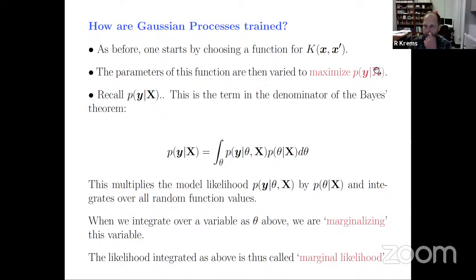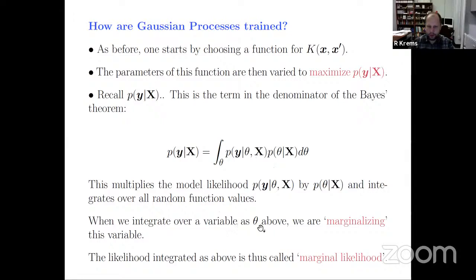Okay, so what is this quantity here? If you recall our discussion of the Bayes theorem from yesterday, you will recall that this quantity appears in the denominator of the Bayes theorem. And it's basically given by this integral here. You see what this quantity does? It takes the prior, it multiplies it by the model likelihood. So the model likelihood, as we discussed yesterday, depends on the data. And then it integrates the product of these two over all of the random function values in this case.